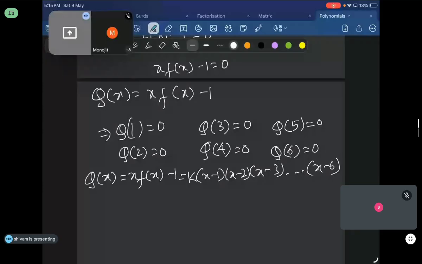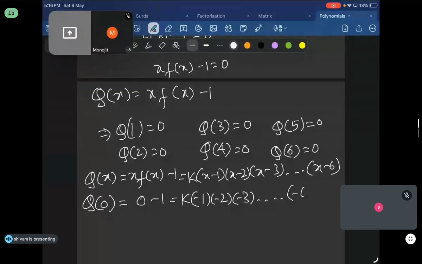I want a 0. Very good. Substitute x equal to 0. x into f of x is vanished. Can you people understand? What is Q of 0? Q of 0 will be equal to 0 minus 1, which will be equal to k into minus 1 into minus 2 up to minus 6. So what is the value of k, everyone? k will be equal to minus 1 by 6 factorial. Tell me, are you people getting it?